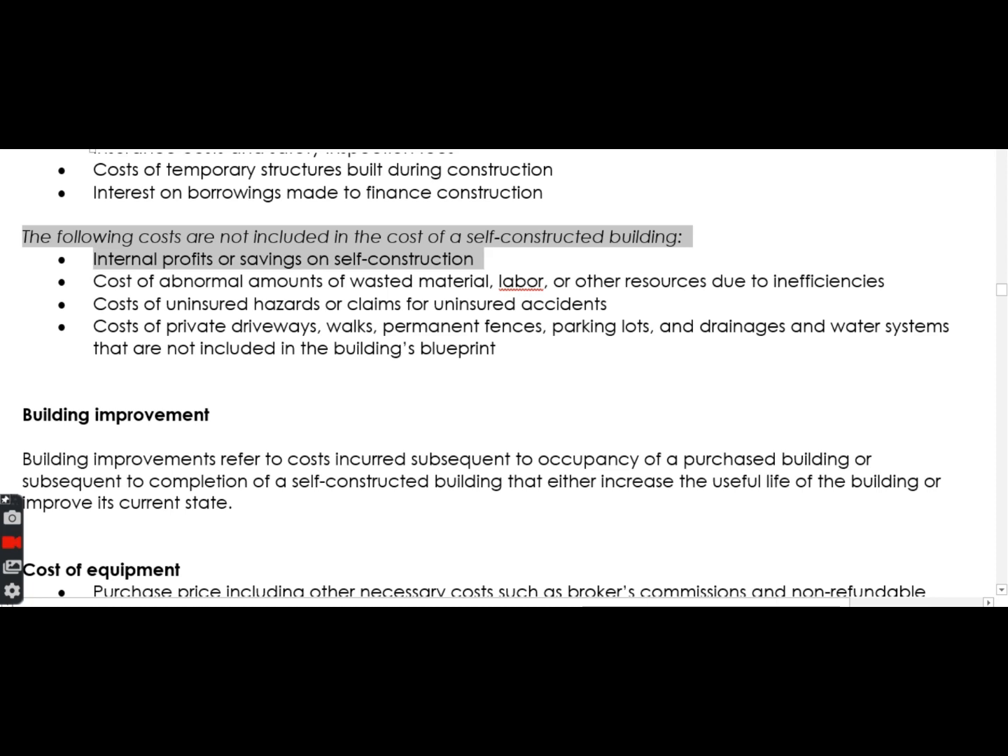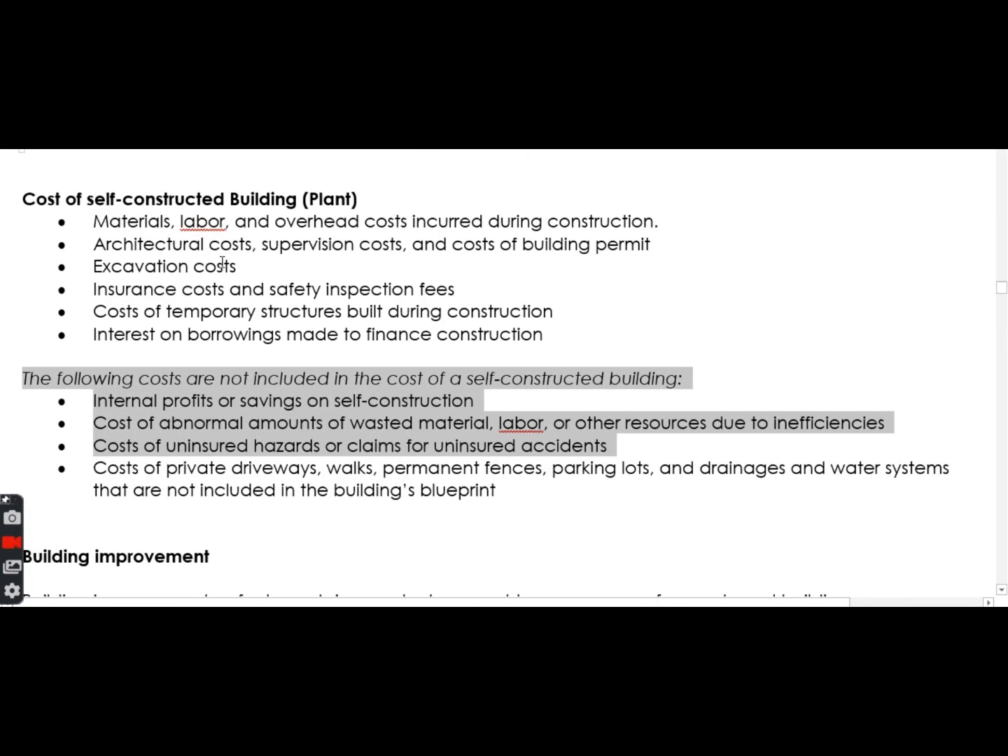Okay? As cost of self-constructed asset. Una, internal profits or savings on self-construction. Okay? So, hindi yan pwedeng i-recognize as capitalizable. Cost of abnormal amounts of wasted material, labor, and other resources due to inefficiencies. Okay? Kasalanan mo yan. So, hindi yan pwedeng i-capitalize. Cost of uninsured hazards or claims for uninsured accidents. Okay? So, ito yung mga uninsured, di ba? Kasi ang concept niyan, capitalizable na sa taas yung mga ito, insurance cost and safety inspection fees. So, kung hindi mo to ginastos at may nangyari doon na hazard, nagbayad ka, hindi na capitalizable. Kasalanan mo yan eh. Okay?